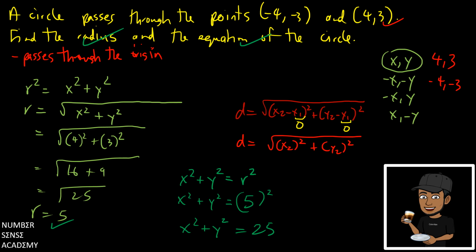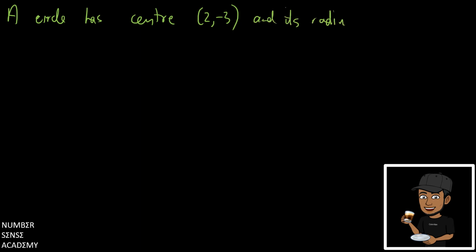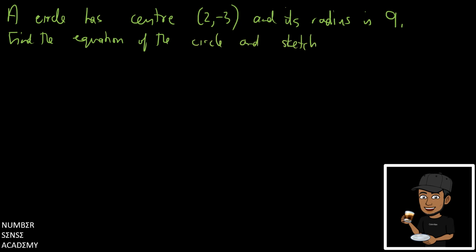All right. Next example. A circle has center 2, -3. So its center is located at 2, -3, and its radius is 9, so 9 units. We're going to find the equation of the circle and then sketch the circle.